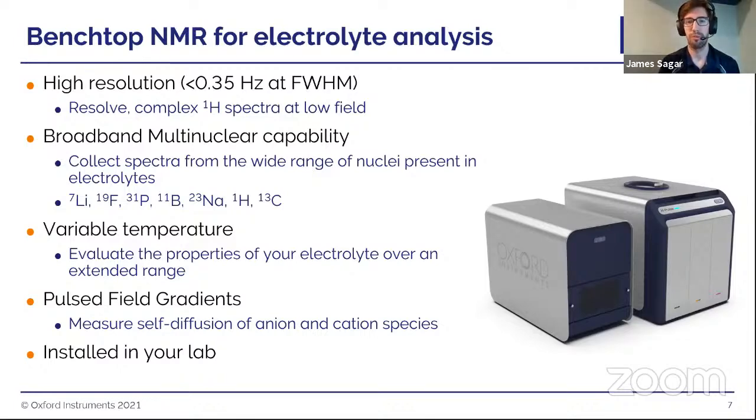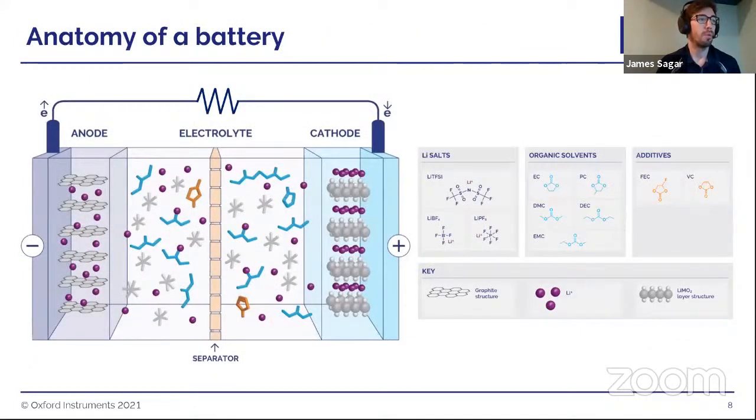So let's come round to batteries. Here is a typical cross-section of a battery. We know we have our anode, cathode, and between those two, we have an electrolyte. In most common battery systems at the moment, that electrolyte is a combination of organic solvents, usually cyclic carbonates, and some potential additives, and a lithium salt. In most cases at the minute, lithium hexafluorophosphate.